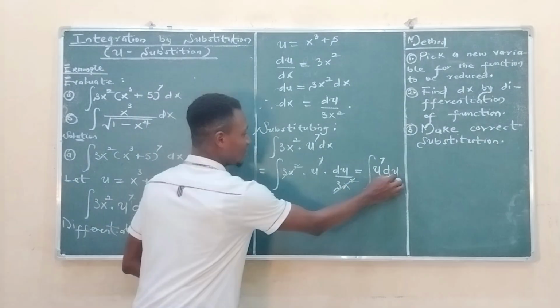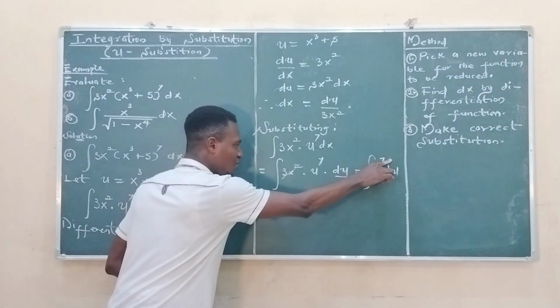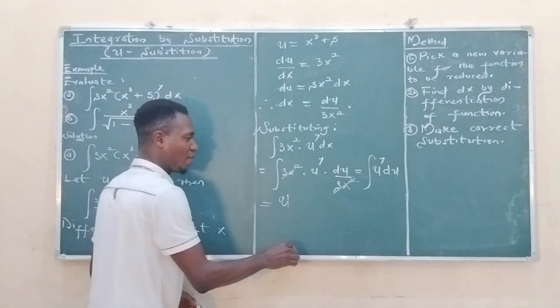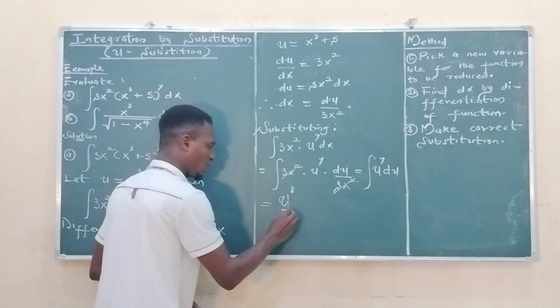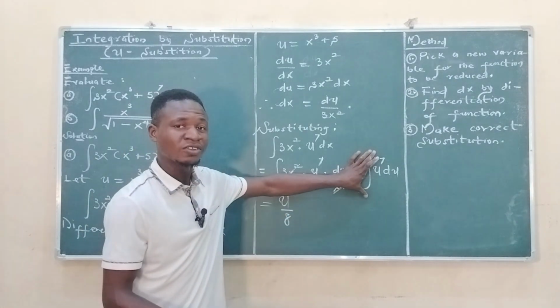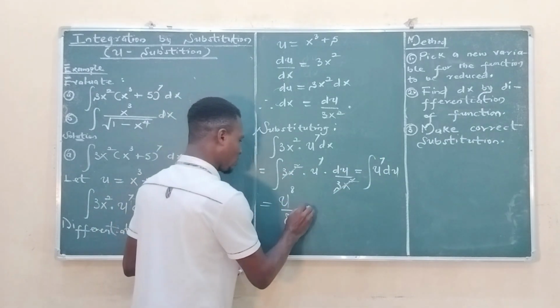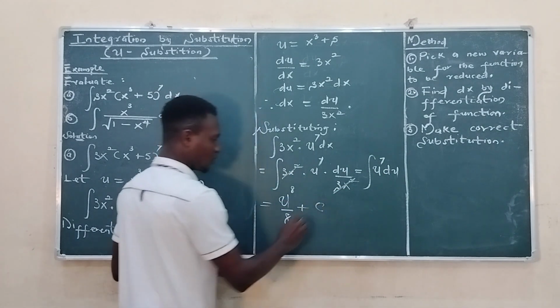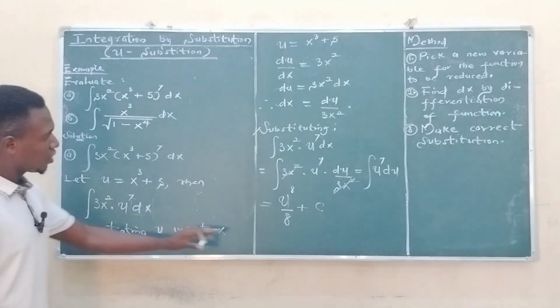So we can actually integrate this now so that we have this to be given by u raised to the power of, increase the power by 1, we have that to be 8, and divide by the new power, which is 8, all over 8. And what do we have to do? Mind, this is a constant. This is an indefinite integral, so we have to introduce a constant of integration plus c, so that we have that the value of the integral is equal to this.